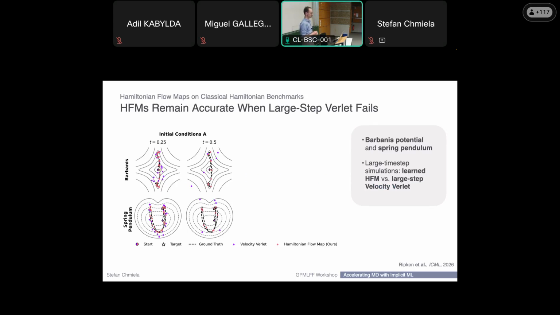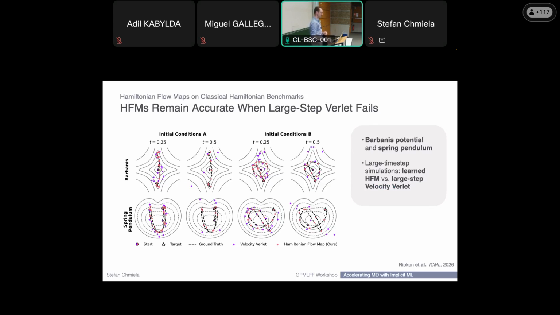So those are those classical test systems, this Barbanes potential and a spring pendulum. And we investigated two different large time steps. So we have a time step of 0.25 and 0.5 for both systems. And we also tested two different initial conditions. I mean, this is just one of the examples of many tests that we did. And the dashed lines are the reference solution.